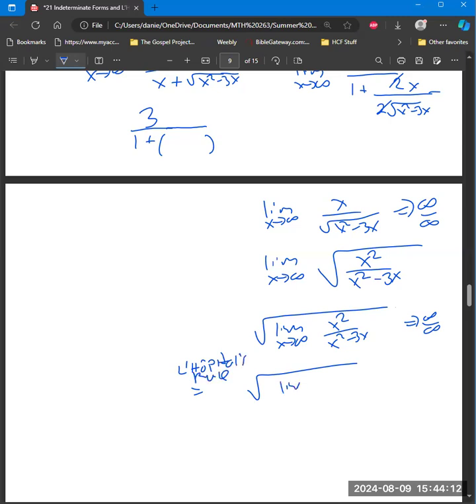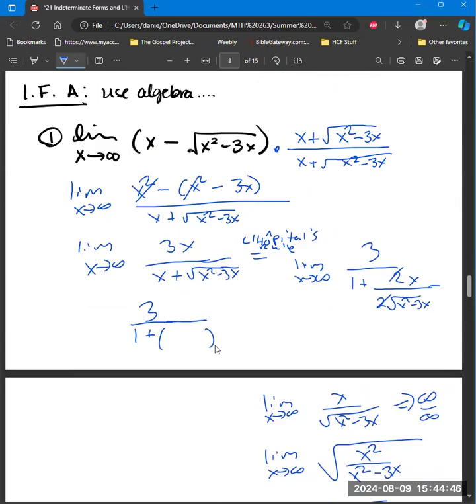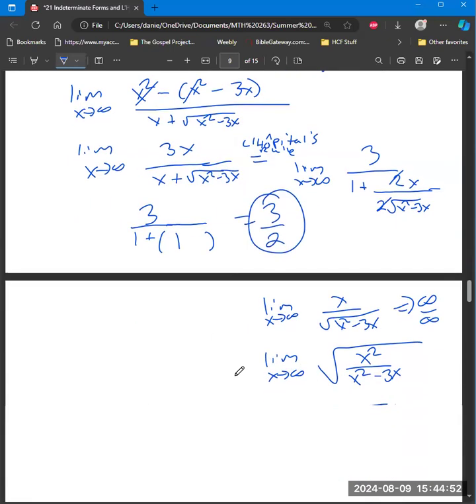I'm going to have the limit as x goes to infinity of 2x over 2x minus 3. This inside part is still going to infinity over infinity, so I'm still going to apply L'Hopital's rule one more time. And this is going to be the square root of 2 over 2, which is the square root of 1, which is 1. I've got that number to come back here and plug in a 1 there. So that's going to be 3 over 2, and that will be my entire limit.